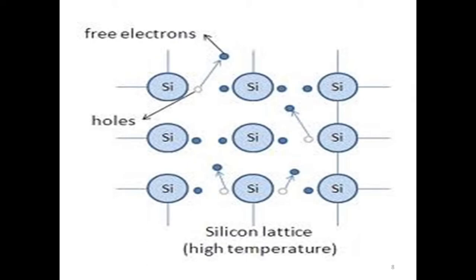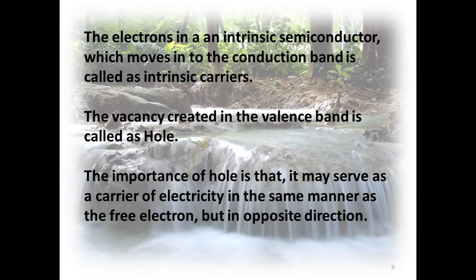Now, if you look at the lattice structure at high temperature, what will happen? A few of the electrons will go to the conduction band. These electrons are the free electrons, and they generate the holes here. These holes are created because of applying energy to these silicon atoms. The electrons in an intrinsic semiconductor which move to the conduction band are called intrinsic carriers. The vacancy created in the valence band is called a hole.